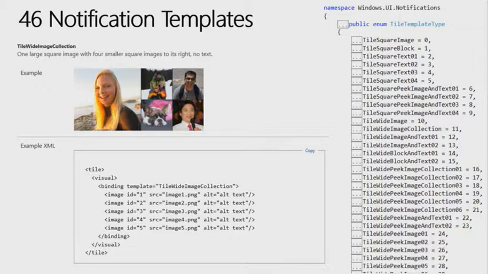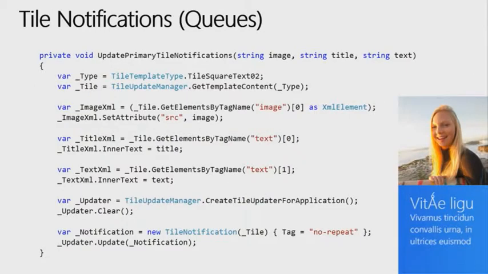Your app, by the way, doesn't have to have a small tile. It doesn't have to have a wide tile. It could be one or the other or both. It's really up to you. But here you can see the template really is just an XML block, and you are interacting with the XML directly. So here is how you would create the notifications.